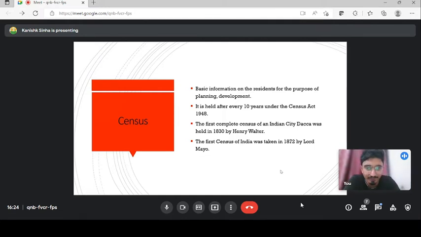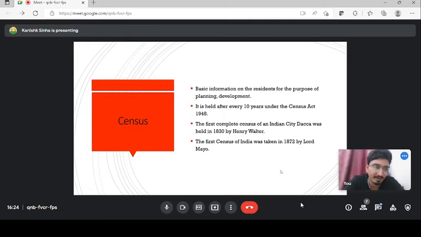So as I have already told, this is a very theoretical topic, so there is not much to explain to you, but you have to make notes of all this because it is all related to the Delimitation Commission. So census is done according to the Census Act 1948, which is done after every 10 years. Okay. Now two important points are mentioned. The first census of India, the whole of India, was done by Lord Mayo in 1872, while that of an Indian city, that is Dhaka, was held in 1830 by Henry Walter. These are all very important points.